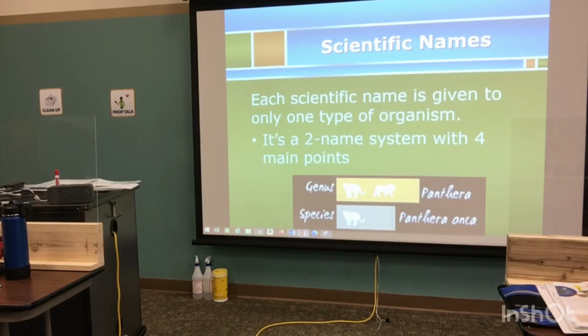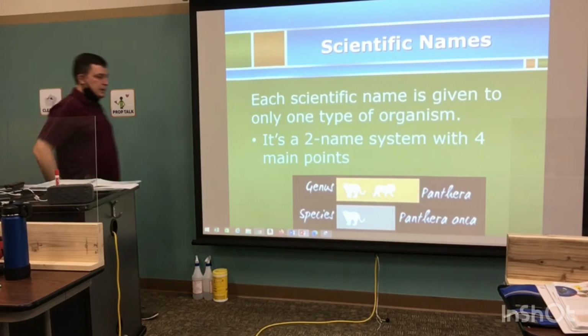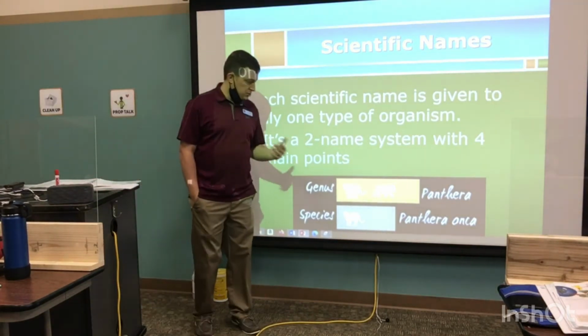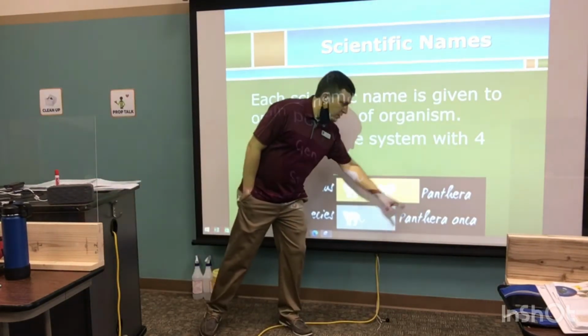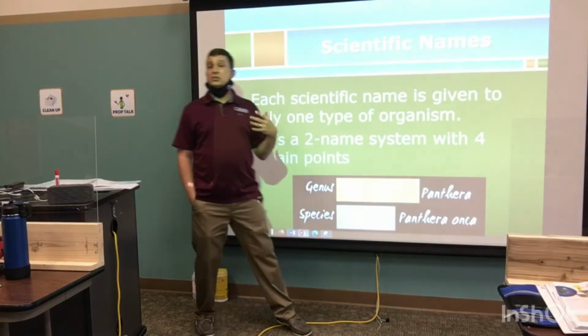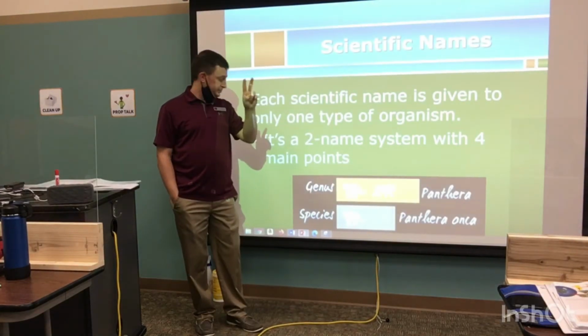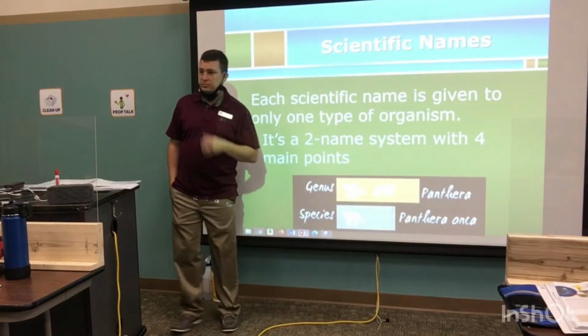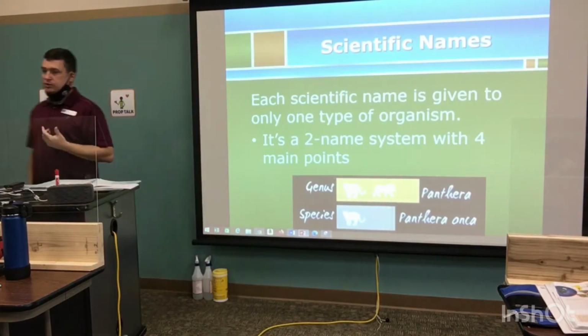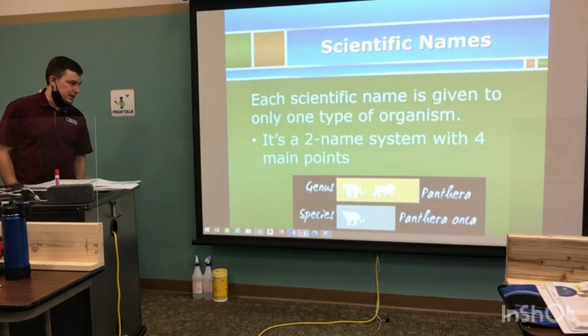So you can see here in this two-name system, the black panther gets two names. Panthera onca is its scientific name. Two names, right? So how do we give each organism its own scientific name?